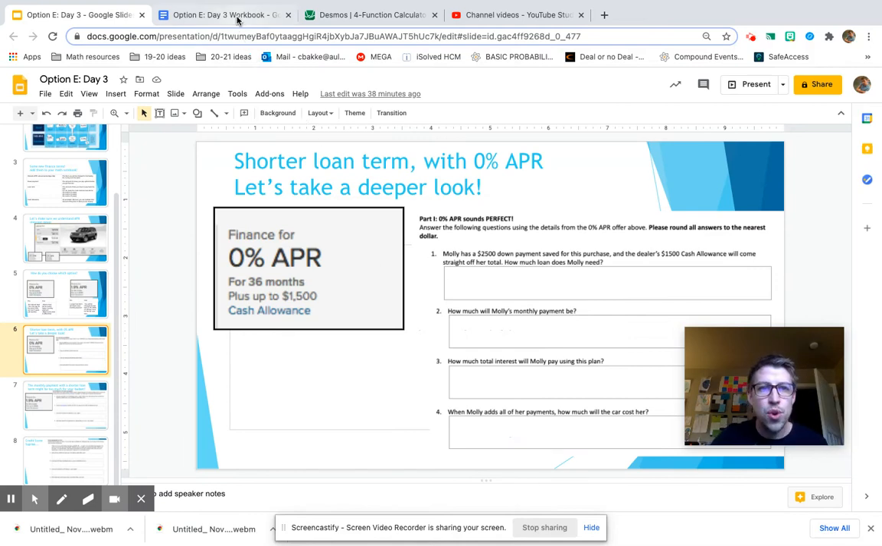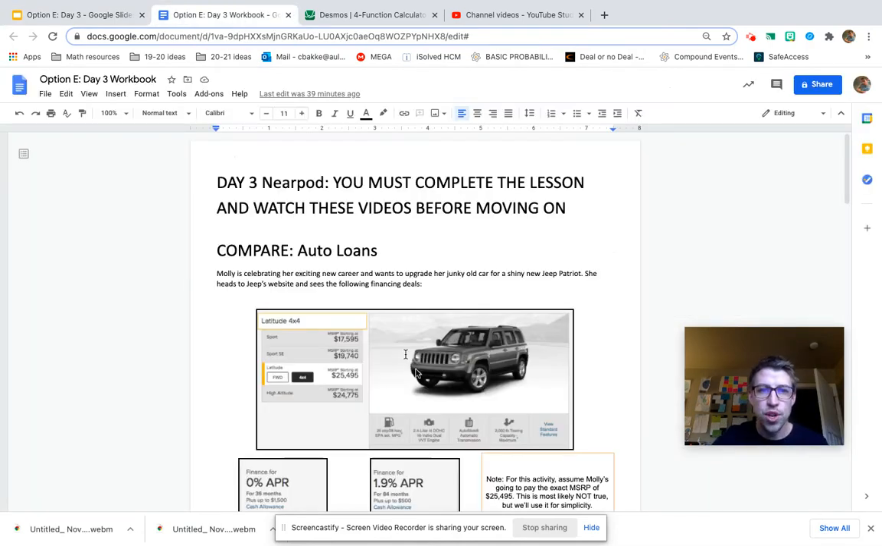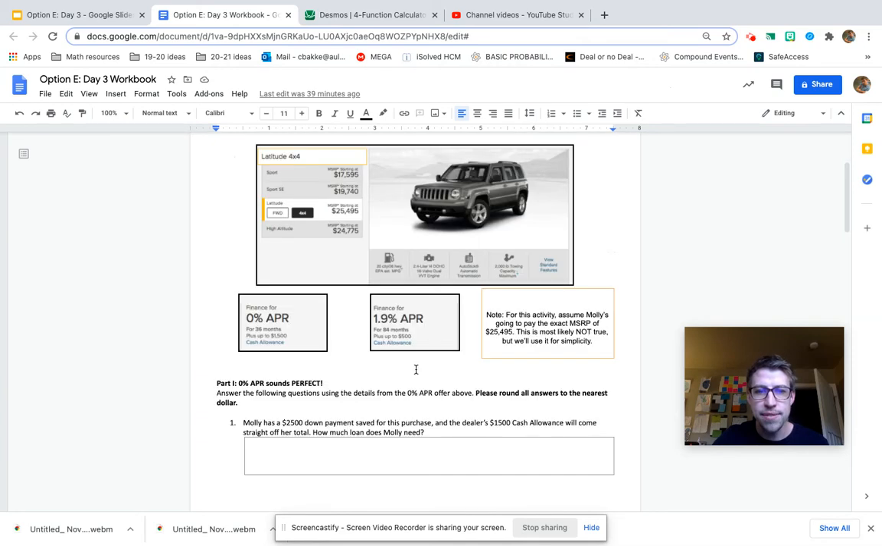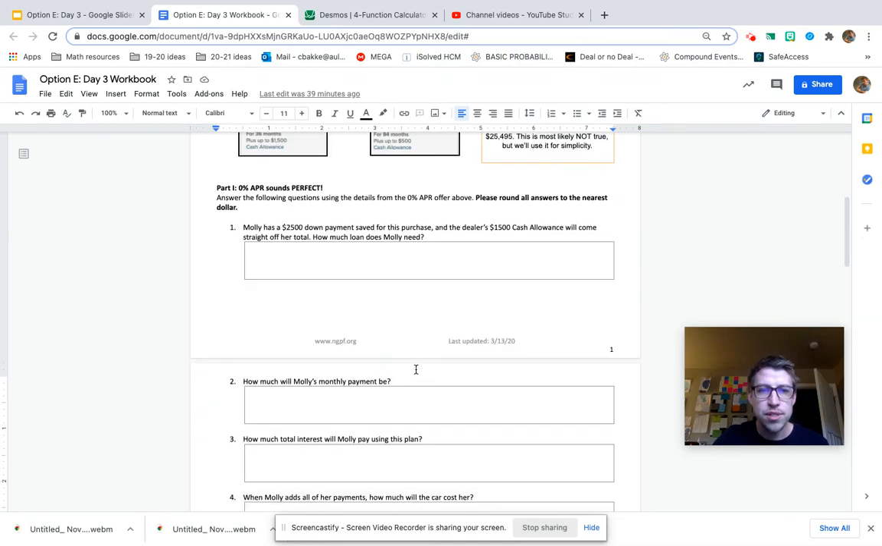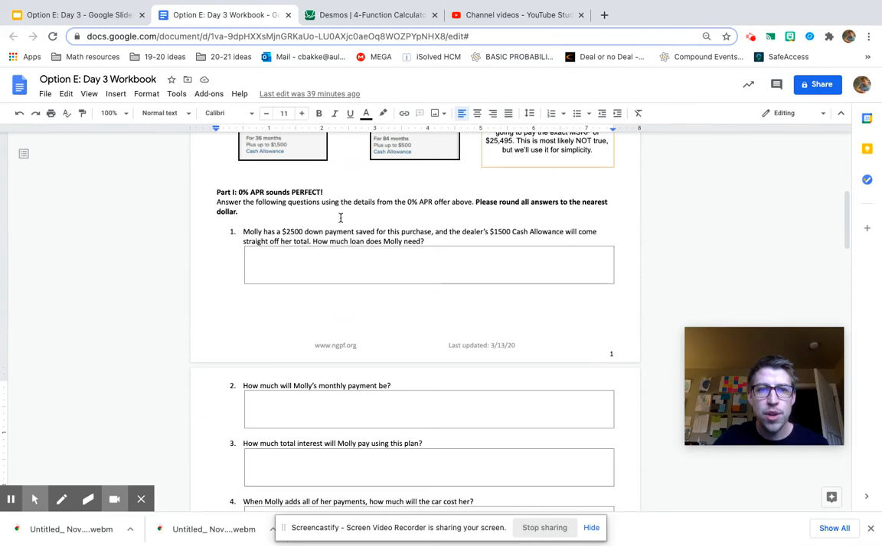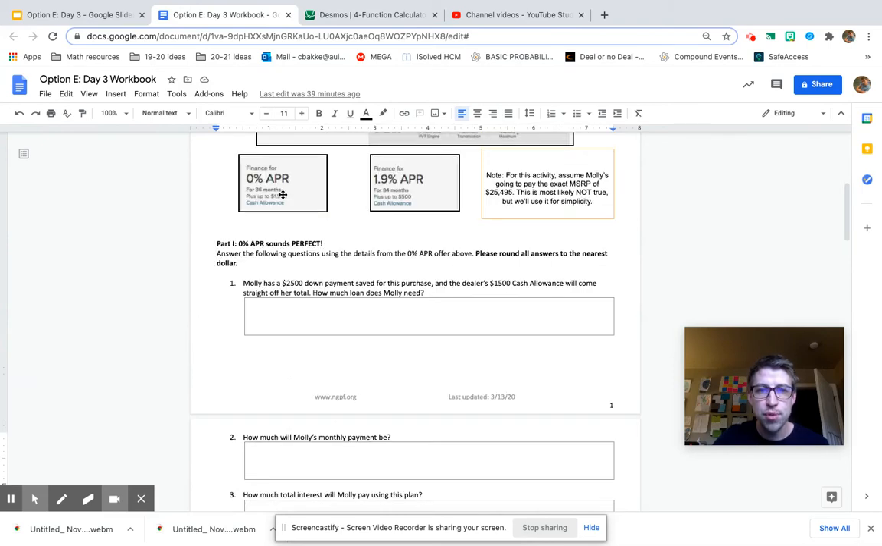So we're now going to go into our workbook where you're going to see those same pictures that I have. And we're going to do these first ones. So we're going to answer the following questions using the details on that 0% APR. And right now we're saying that Molly has $2,500 down payment saved for this purchase.